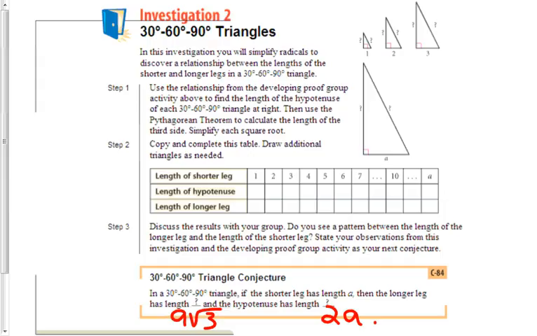So we've learned about the two special right triangles, an isosceles right triangle and a 30-60-90 triangle. And they're special because they have these special characteristics, which we've just conjectured, that can be shortcuts to finding the sides of those triangles instead of always having to apply the Pythagorean theorem.